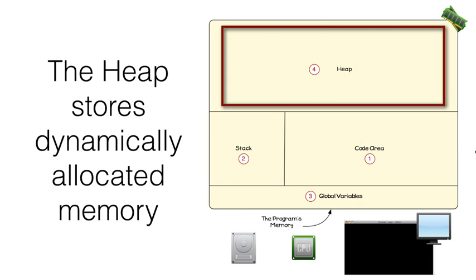The heap itself is used to store any kind of dynamically allocated memory. So you have to explicitly ask for some memory from the heap. Operating system, can I please have 2 megabytes of RAM? And it will give you a 2 megabyte contiguous block of data to access in memory. You can then read and write from that as you want.